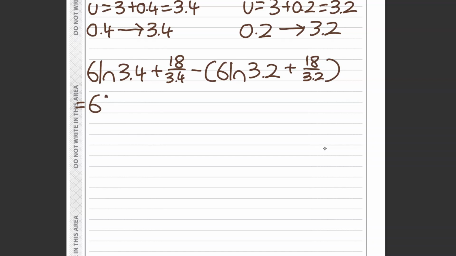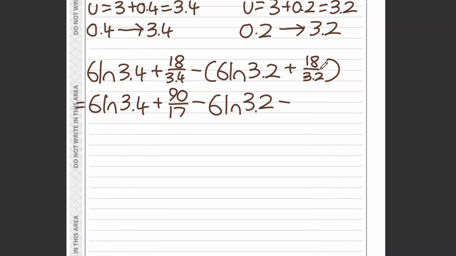We're still going to have 6 natural log of 3.4 here, and then plus 18 over 3.4, which is equal to 90 over 17 if you put this into your calculator. Then, if we expand this bracket, it's minus 6 natural log of 3.2, and then minus 18 over 3.2, which if you put it into your calculator is equal to 45 over 8, and we can simplify this further.